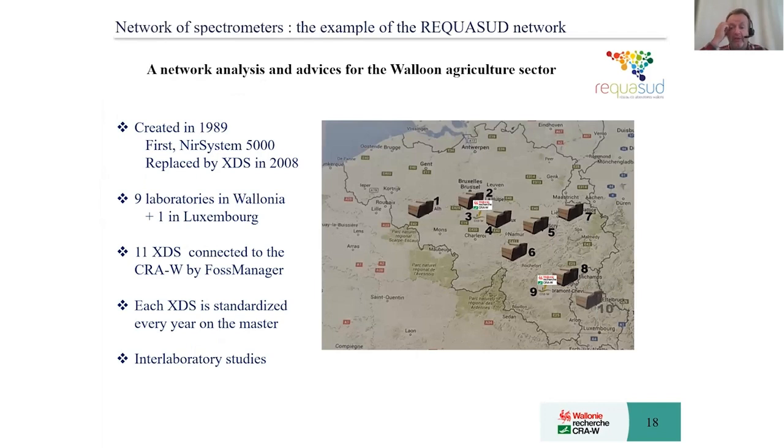And here I present just a small network we have in the south of Belgium. We started this network in 1989 and it's still running, where we have 9 laboratories plus 1 in Luxembourg, where we have the same instrument, the near-infrared, and we share the database. And our role in the Walloon Agricultural Research Centre is to assess that the network works perfectly and that all the instruments speak the same language. And how do we do that? We standardize the instrument. And doing that, we are able to check that all is okay.